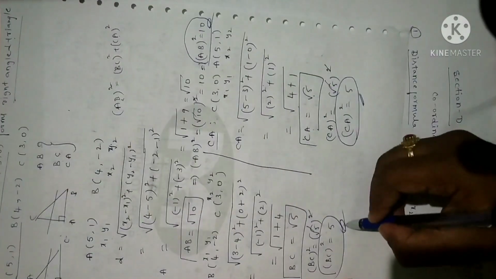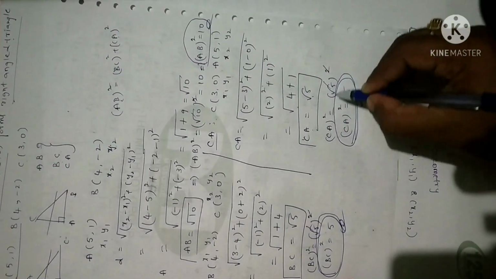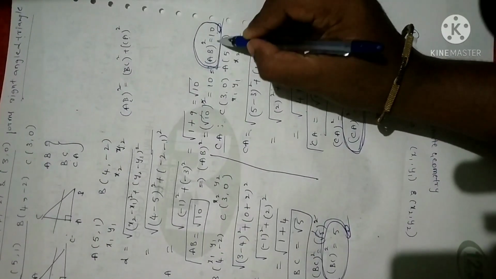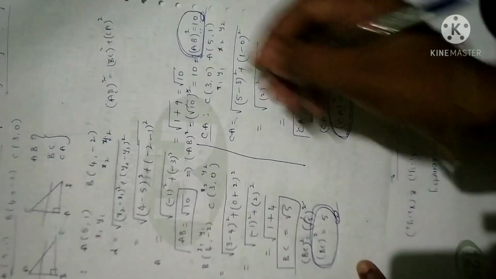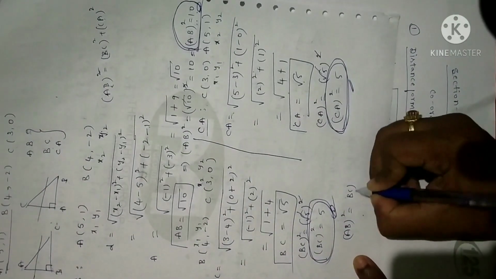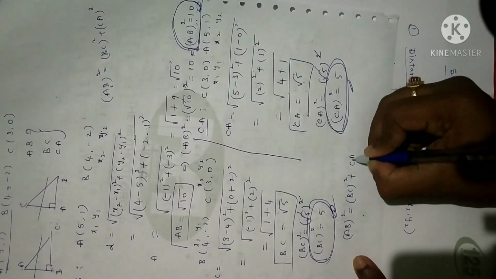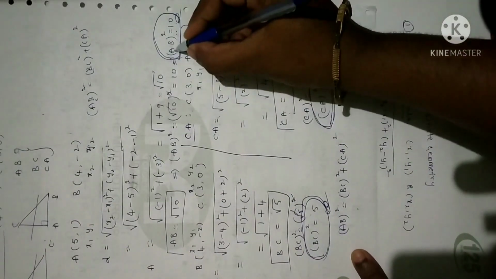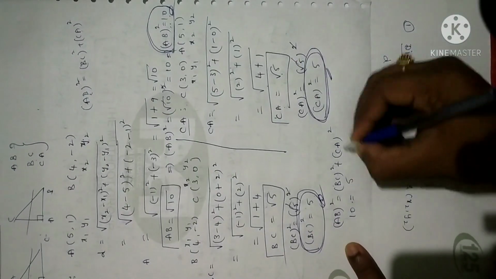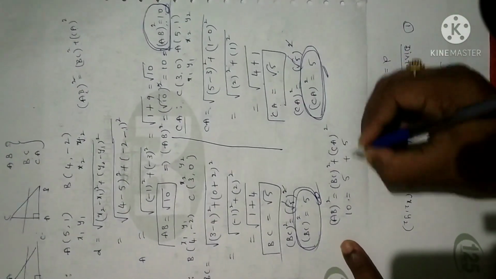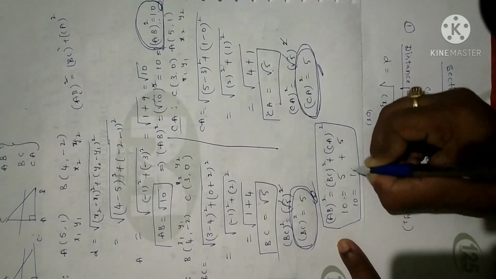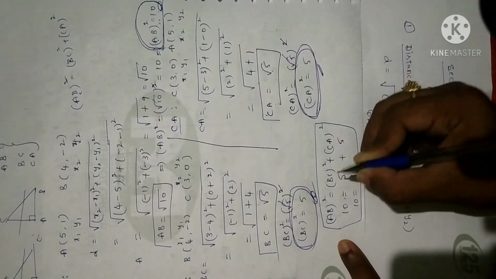Now look at all these three measurements. The highest one is 10. So that will become the hypotenuse. So I can write AB square as BC square plus CA square. Right? See, AB square is 10. I can write 10 as BC square, which is 5, plus CA square, which is 5. Since it is satisfying Pythagoras theorem, right? 5 plus 5 is 10. 10 is equal to 10. So it satisfies Pythagoras theorem.